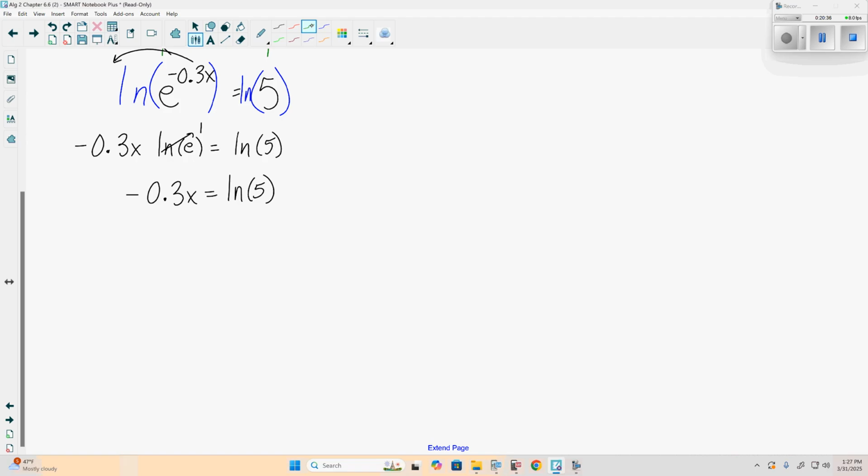What do we need to do next to get x by itself? Divide by negative 0.3. Minus x is equal to the natural log of 5 divided by negative 0.3.